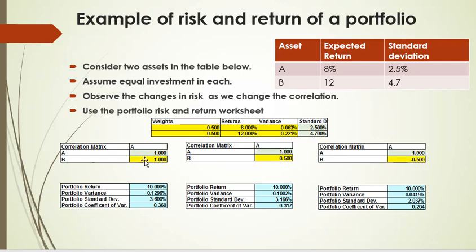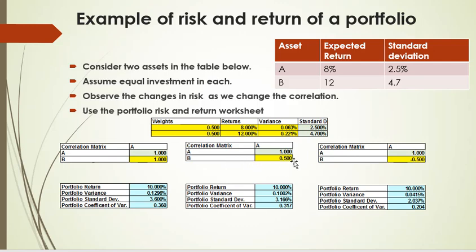We also have 3 different possible correlations. What if A and B were perfectly positively correlated? The return in the portfolio would be 10%. Variance would be, or the standard deviation would be 3.6, and the coefficient of variation is 0.36. That's if they were perfectly positively correlated.